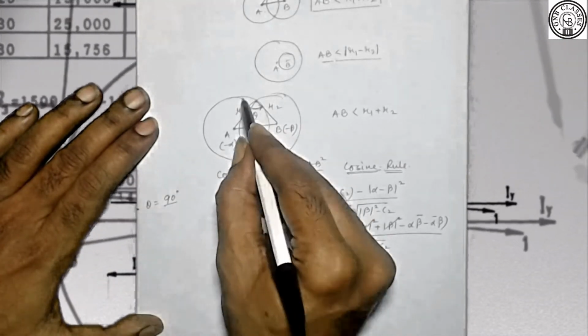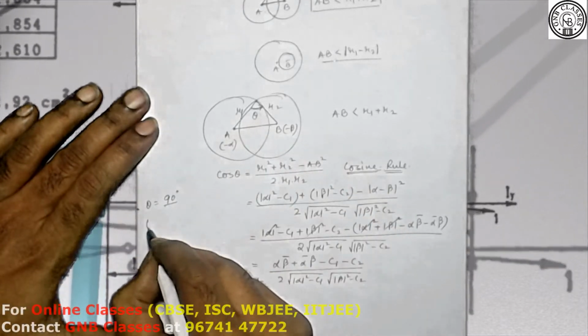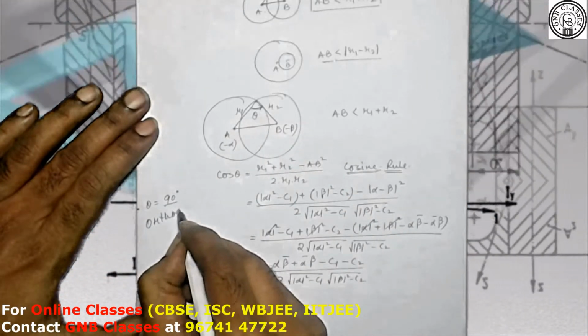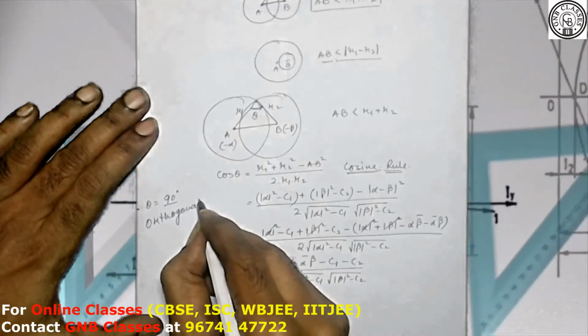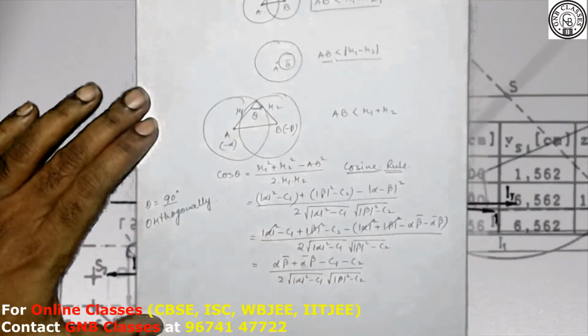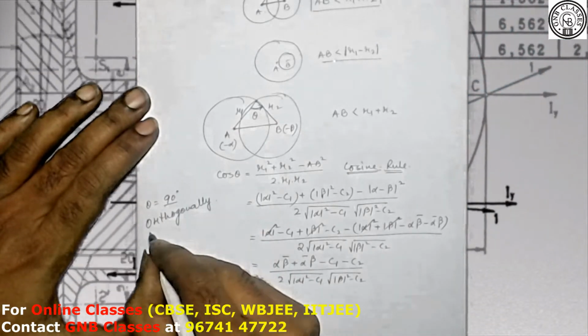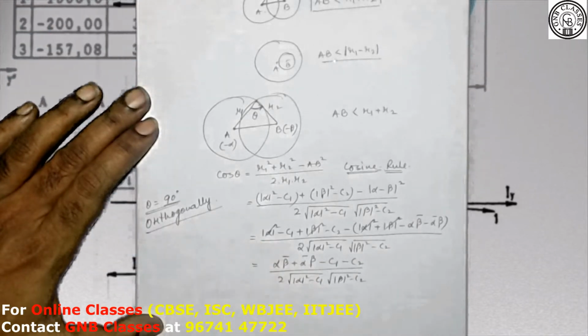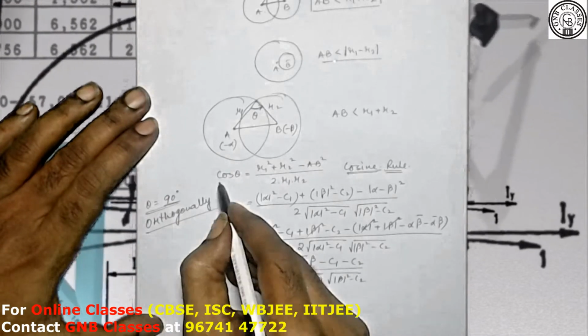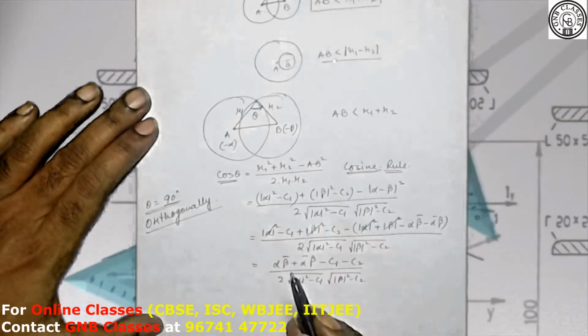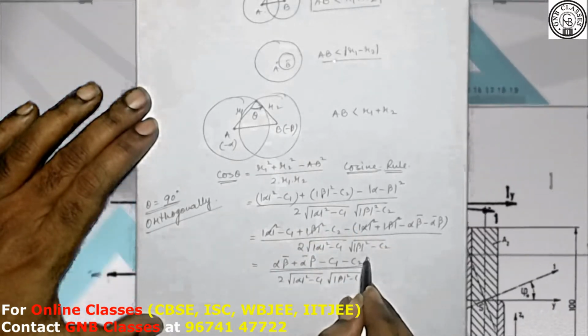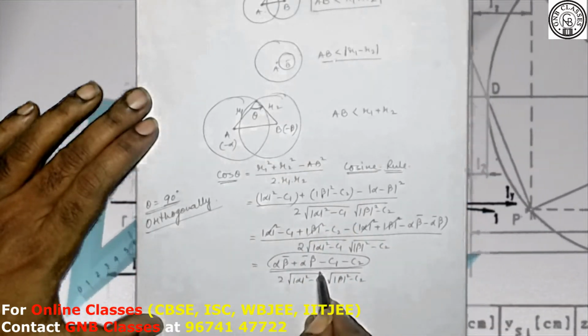Now suppose these two circles intersect each other at 90 degrees, that is, the angle is 90 degrees. Then we say that these two circles intersect each other orthogonally. Yes or no? When two circles intersect each other orthogonally, we say that the angle between them is 90 degrees. So cos 90 degree, we know it is 0. That is, this numerator part will be equal to 0.